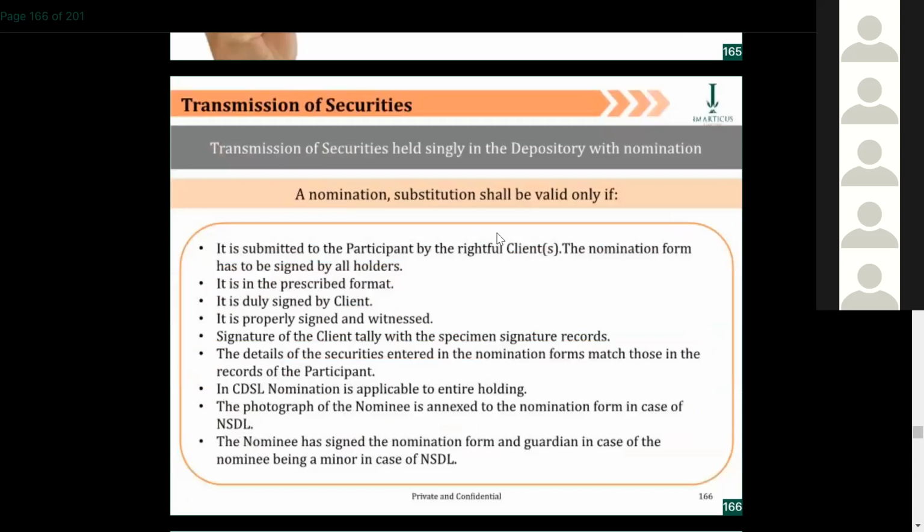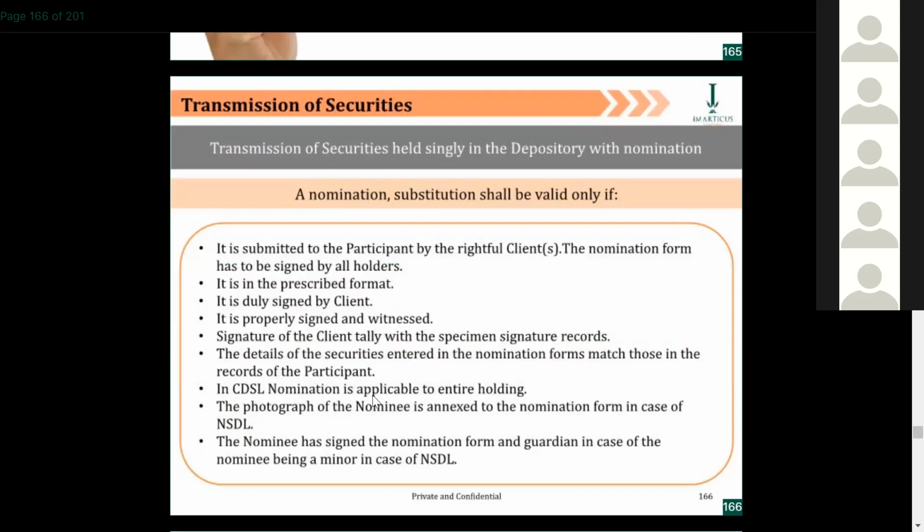A nomination or substitution shall be valid if submitted to the participant by the rightful client. The nomination form has been signed by all holders. It is in the prescribed format, duly signed by the client. It is properly signed and witnessed. Signature of the client tallies with the specimen signature record. The details of securities entered in the nomination form match the records of the participant.